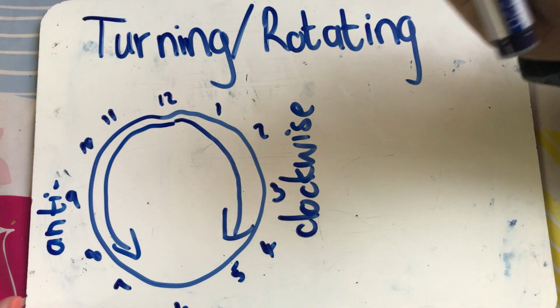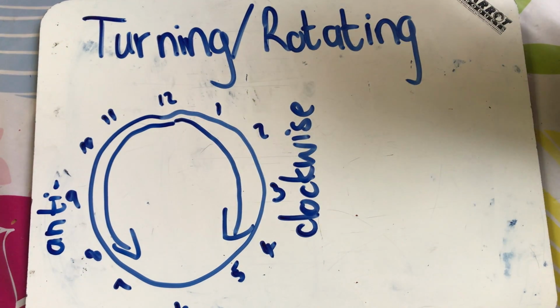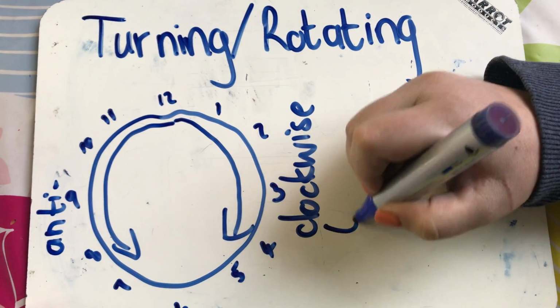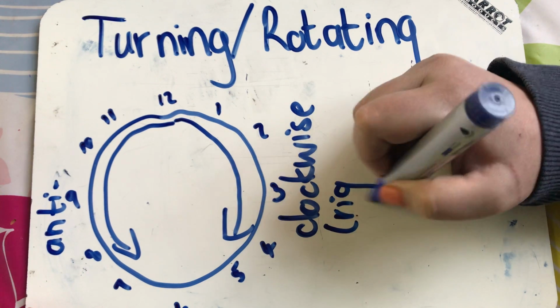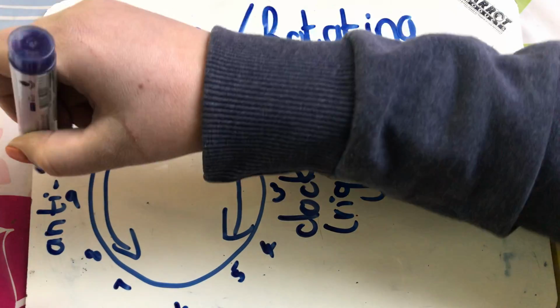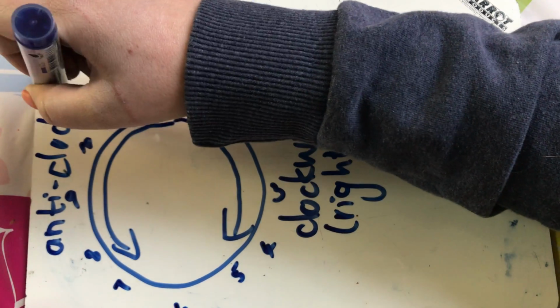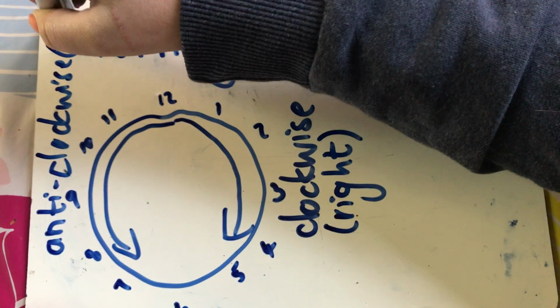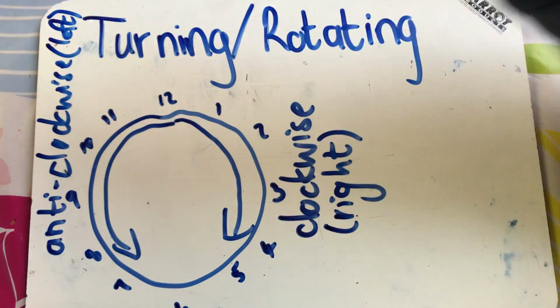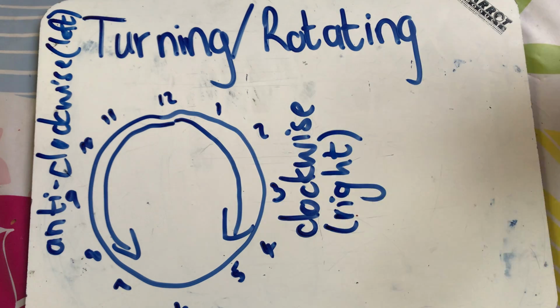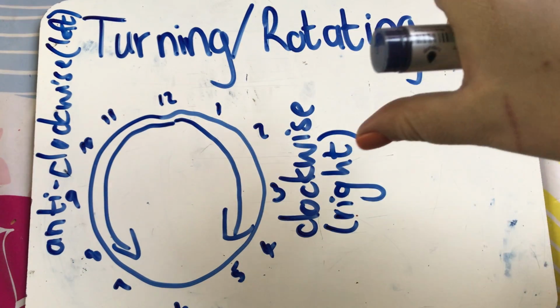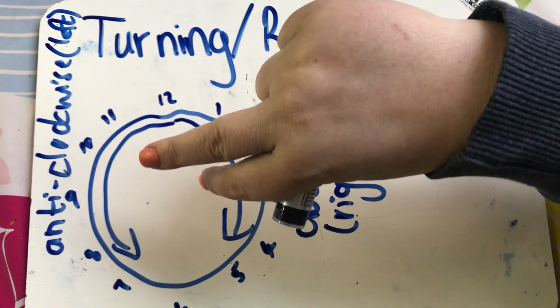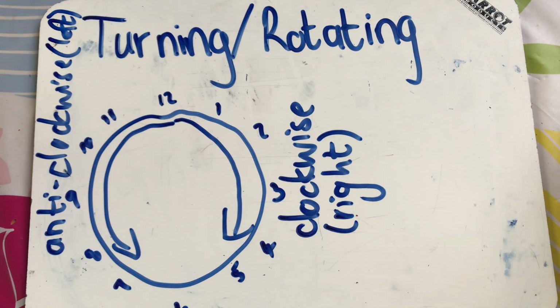No, I'm saying it the wrong way around. I'm sorry, Yozike, I'm lying. Clockwise is right. Anti-clockwise is left. I'm so sorry, sweetheart. I said it the wrong way around. Clockwise means we are turning it to the right. Anti-clockwise means we are turning it to the left.